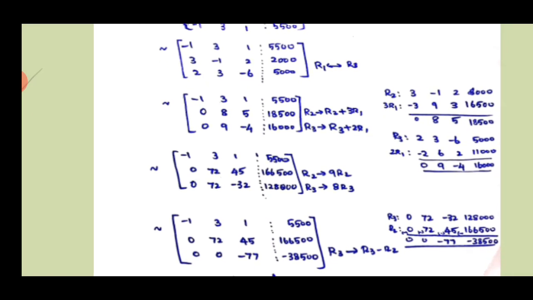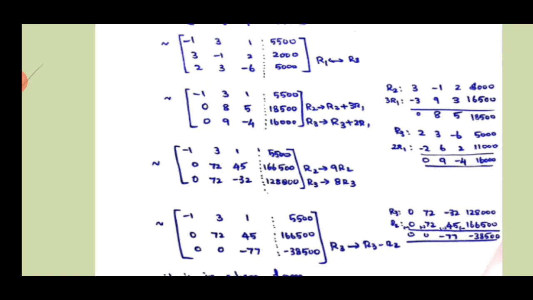So for that I am going to do the next transformation. R3 implies R3 plus 2R1. So R3 entries I am writing 2, 3, minus 6, 5000, and 2R1 means multiply 2 in the first row. So minus 2, 6, 2, and 5,500 into 2 becomes 11,000. While adding we get 0, 9, minus 4, and 16,000. So take this and fill the third row now.